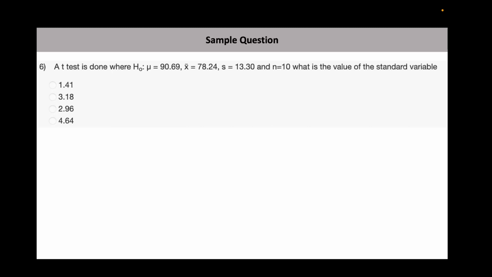Okay. So our next question is: a t-test is done when the null hypothesis states that mu equals 90.69, and x bar is 78.24, s equals 13.3, and n equals 10. The question is, what is the standard variable? The options are 1.41, 3.18, 2.96, and 4.64.